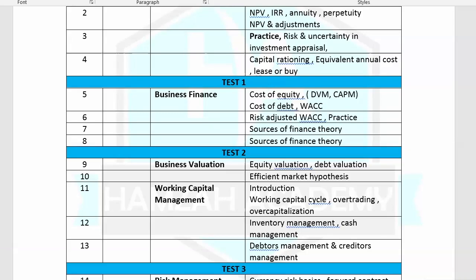And after that, we will be having working capital management. Working capital means current assets minus current liabilities. So here we will be learning how to manage trade receivables, inventories, trade payables, and how to manage cash. These topics we will be covering in our working capital management. Then we will be having test 3. And after test 3, the next grade will be on risk management.